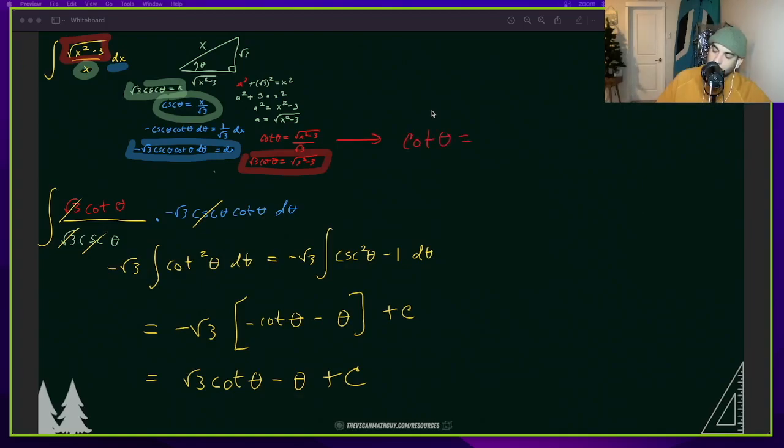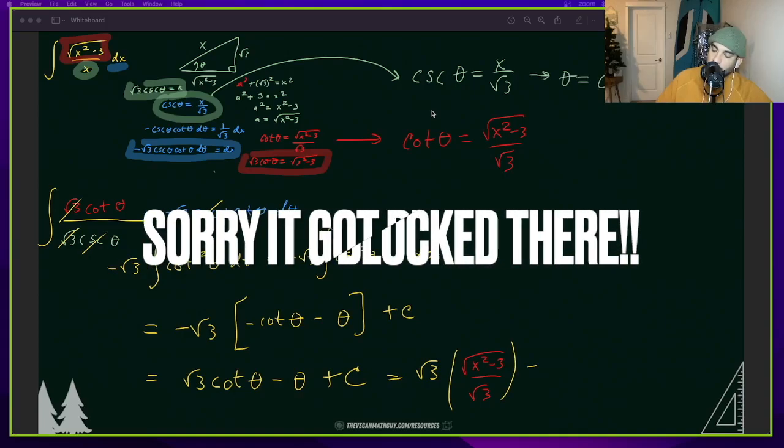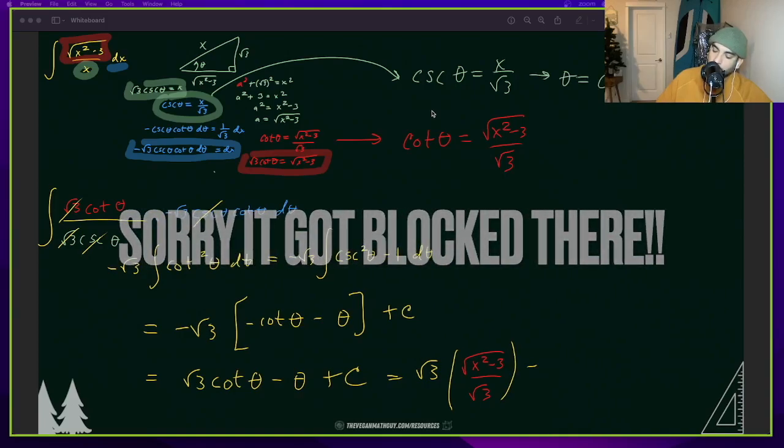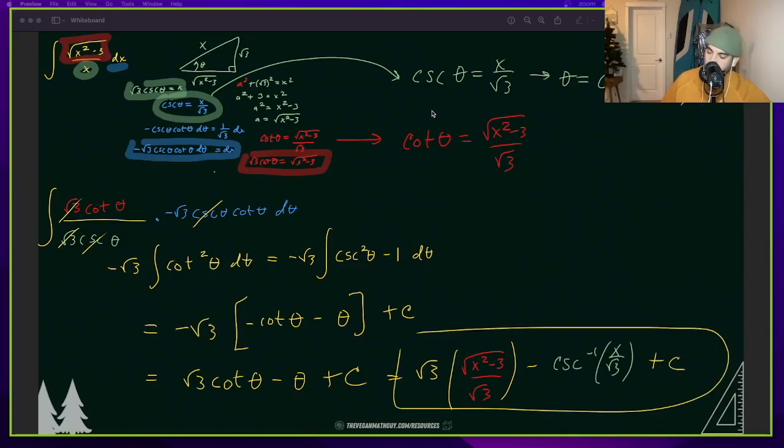So we're going to use cotangent theta is equal to this expression. And since cosecant is equal to x over root 3, we can say that our theta is the inverse cosecant of x over root 3. And that's what happens when you flip those values into a fraction.